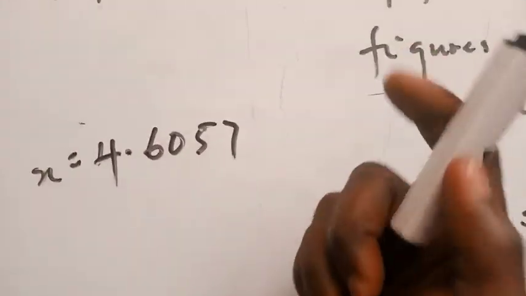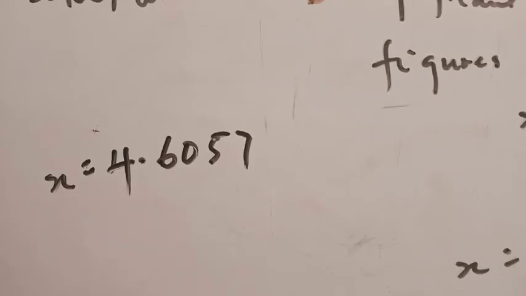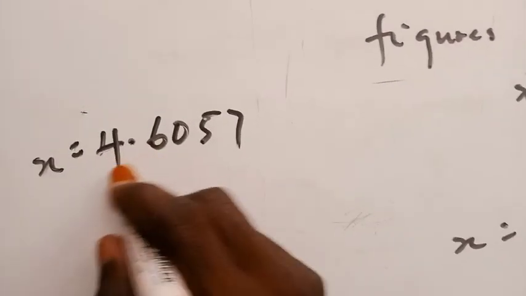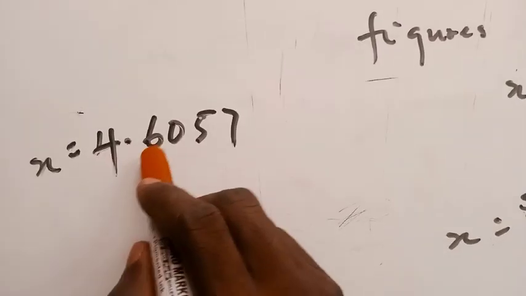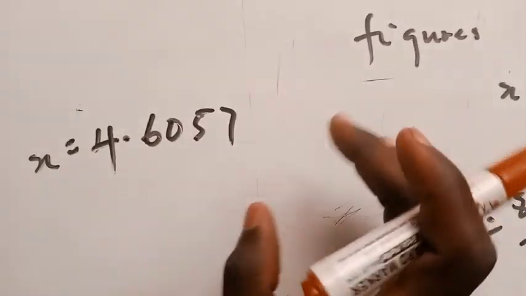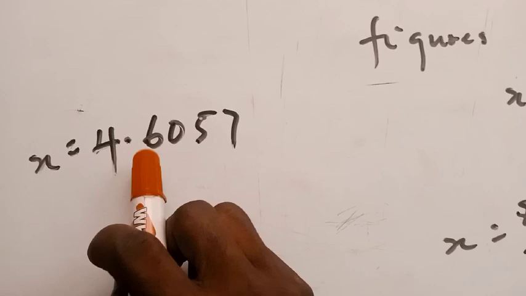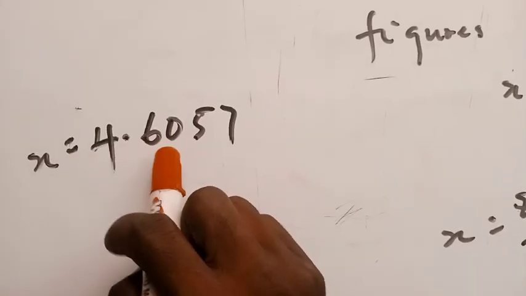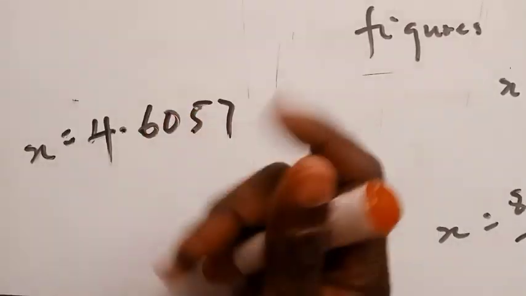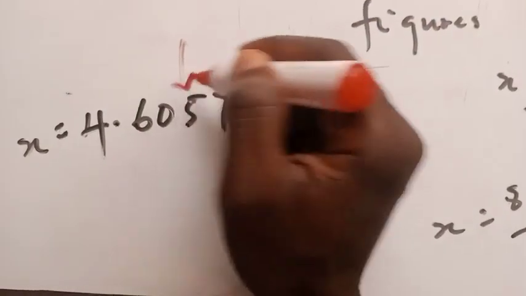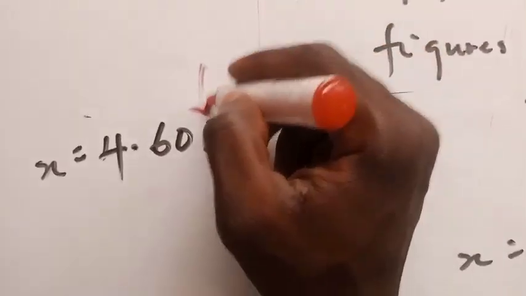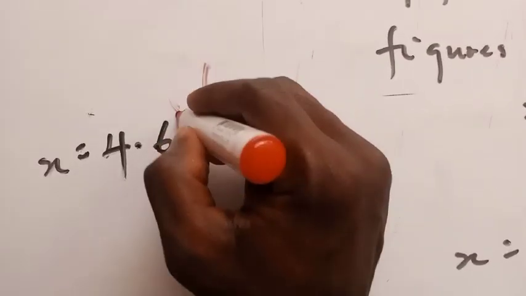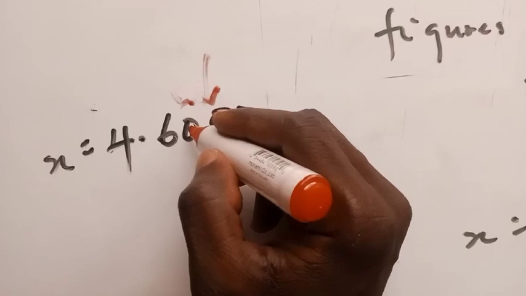Now, significant figures means that you start with the first non-zero number. The first non-zero number here is 4. So 1, 2, 3. The question says 3 significant figures, so we start with the first non-zero: 1, 2, 3. Once you end here, look at the next number that follows. Is it from 5 upward? Once it is from 5 upward, we convert that to 1 and add it to this.